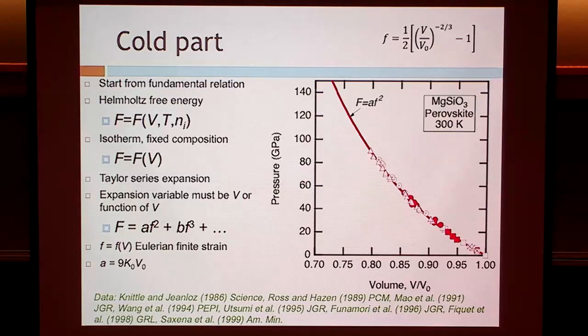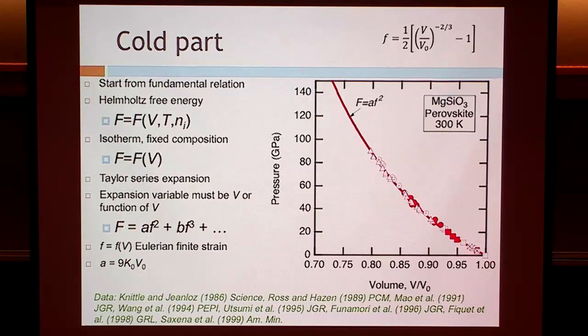Well, you can work out by taking volume derivatives of f what A is related to in terms of physical properties of the material. And here's the relationship here. A is given by 9 times the bulk modulus at zero pressure times the volume at zero pressure. Now, these two are independently measured. I know the volume of magnesium silicate perovskite at zero pressure. I know the bulk modulus from Brillouin spectroscopy. And if I plug those values in and calculate how F depends on finite strain, I get this curve here.